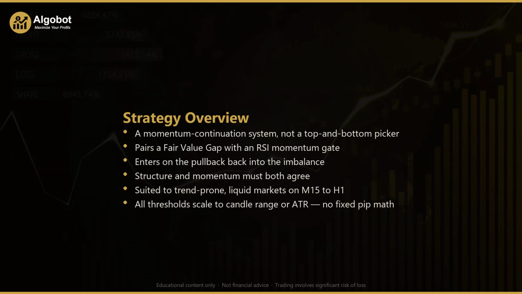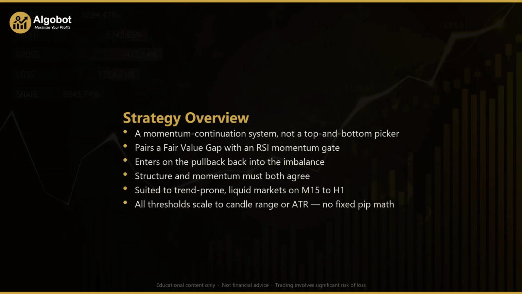The second idea is momentum, and that's where the RSI comes in. On its own, buying into a gap can be a trap because a gap can form on the final push of a fading trend. The RSI acts as a gate. A bullish gap is only considered while RSI holds the upper half of its range, at or above the trend level of 50. A bearish gap is only considered while RSI holds the lower half, at or below 50. In short, the gap tells the strategy where to look, and momentum tells it whether the move still has life.